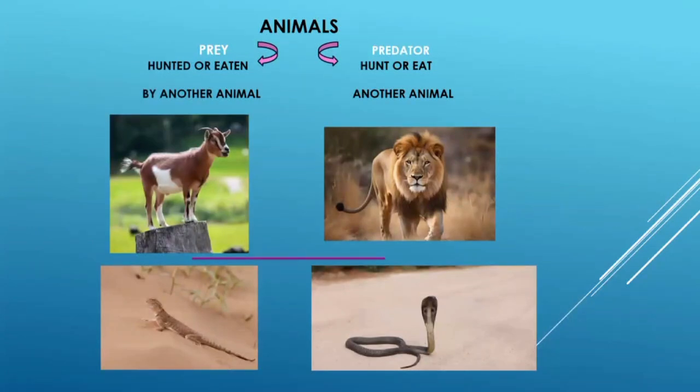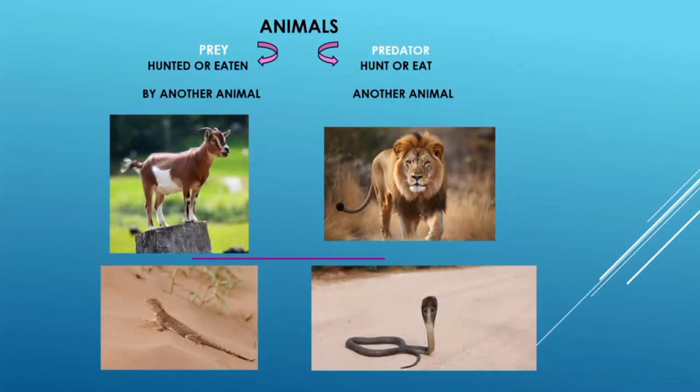You should know that animals are divided into two types, predator and prey. The difference between predator and prey is that the predator is the animal that hunts or eats another animal, and the prey is the animal that is hunted or eaten by another animal. So the predator hunts or eats the prey.